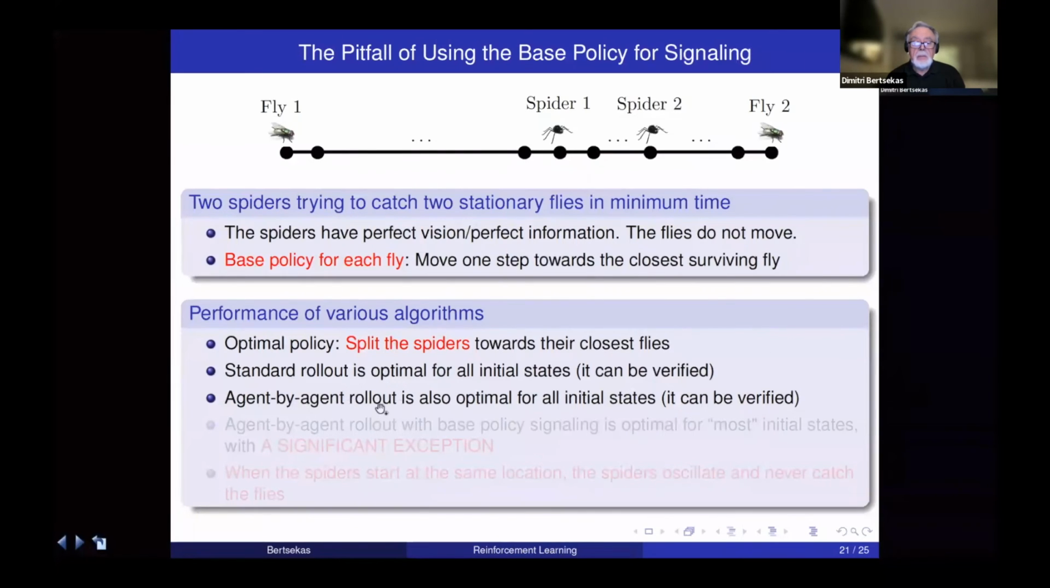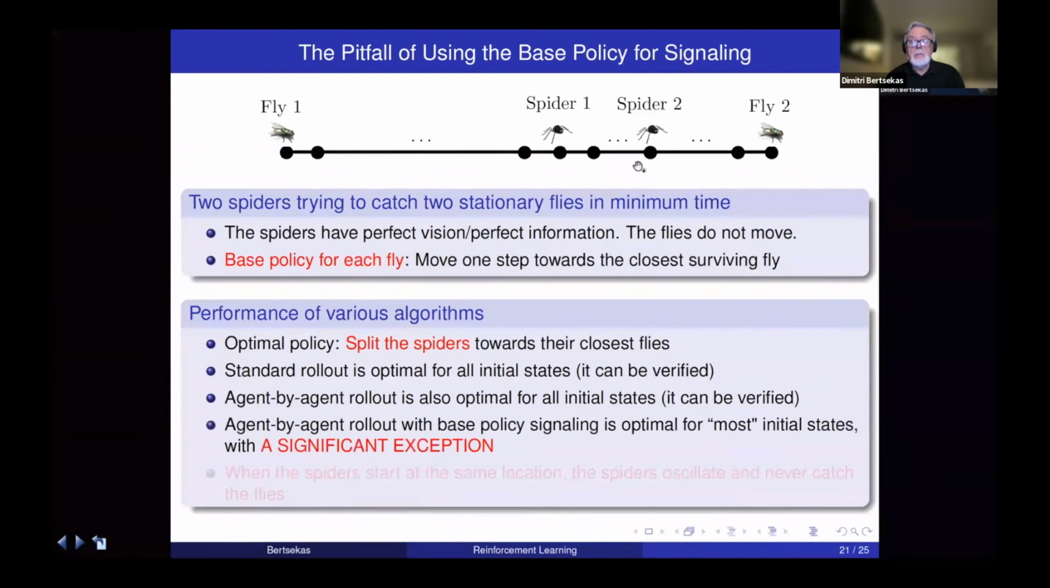Okay, so this is agent by agent rollout, taking into account the rollout control of the preceding policies. Now, suppose that we use signaling using the base policy. Then there is no coordination between the spiders. And it actually turns out that rollout with this base policy signaling works optimally for most of the initial states. But there's a significant exception.